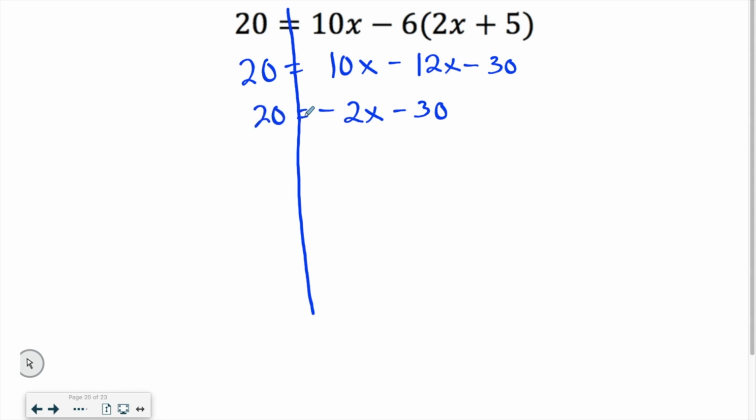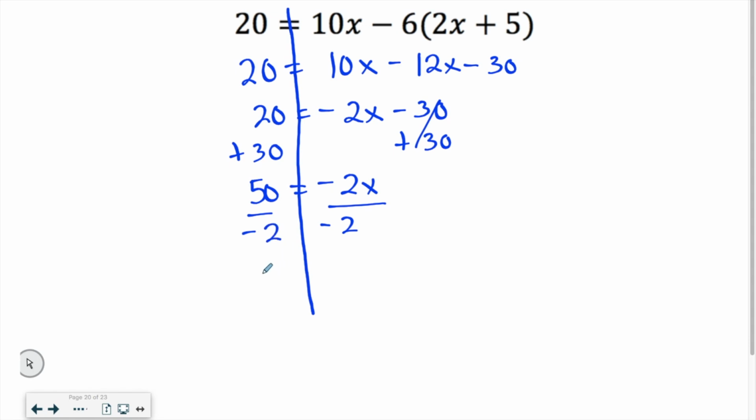Make sure it's all on the same line. So now you're going to do the adding and subtracting. So you're adding 30 to both sides. Cancels out. Drop down your negative 2x. This turns into 50 when you add them together. Then we're going to divide by negative 2 on both sides, leaving you with x equals 50 divided by negative 2, which is negative 25. So x equals negative 25.